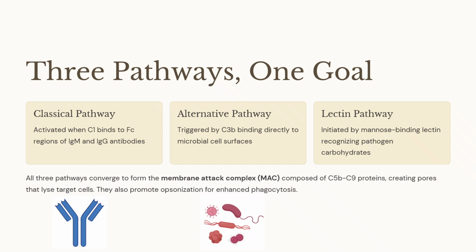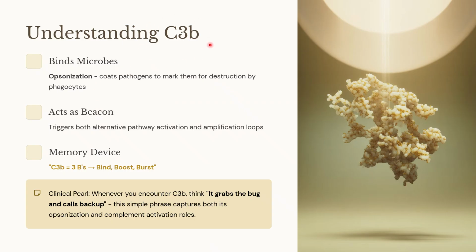What is the alternate pathway? This is triggered by C3b. What does C3b do? It binds the microbes. It opsonizes it. That is, it coats the microbes or the pathogens for destruction by the phagocytes. So what is the difference between the alternate and the classical pathway? The difference is that the classical pathway needs an antibody to bring out the complement activation, while in the alternate pathway, C3b alone can attach with the microbe and bring about the alternate pathway.